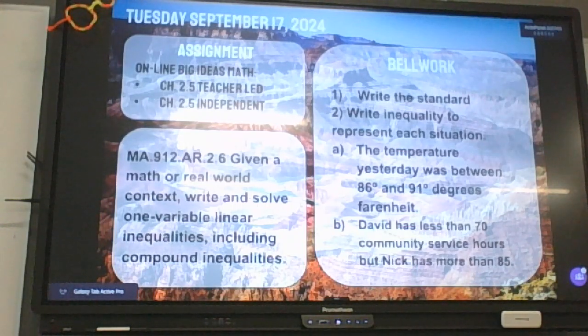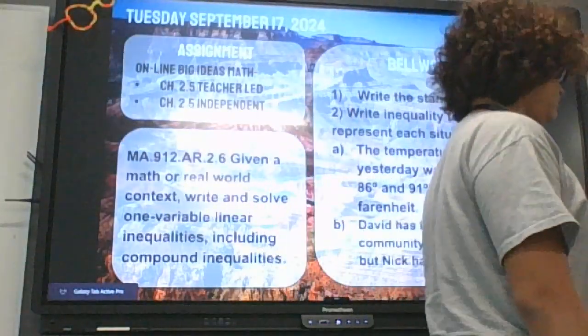So does anybody think they might be able to come to the board and write an answer for letter A? You must use one of these symbols. Extra credit. Does anybody think they could do letter B for an extra credit point? Oh, I could do B.